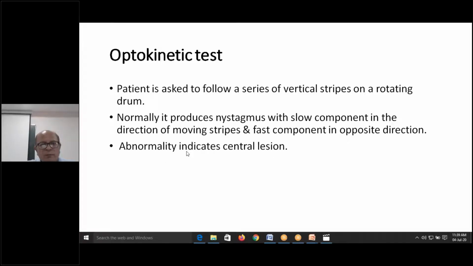And abnormality also indicates a central lesion. So we can also know whether there is a central lesion present or not.